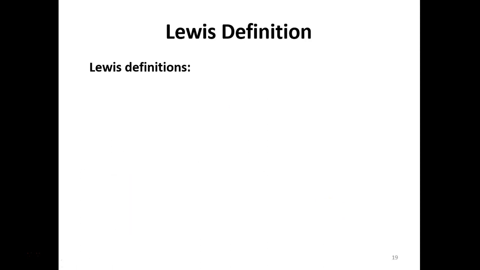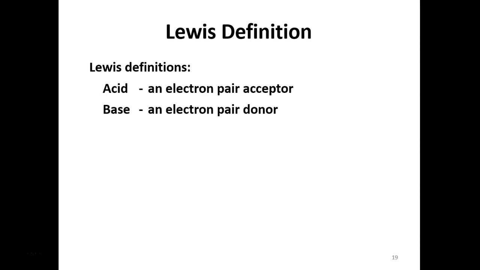Okay, let's talk about our last definition of acids and bases, and that's the Lewis definition. He is basically a celebrity. You may remember him from such hits as Lewis structures. All right, so in the Lewis definition, an acid is an electron pair acceptor and a base is an electron pair donor.